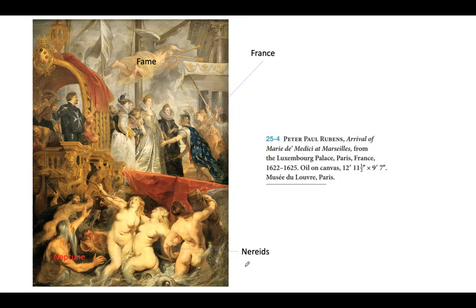You got Neptune and the Nereids, which are actually daughters of a different god, Nereus. And this is France personified. You can see he has the robe with the fleur de lis on it, bowing to her. Just so filled with pomp and regalia. I feel like it's funny now. At the time it would probably be super serious, and she really thought she was this amazing.